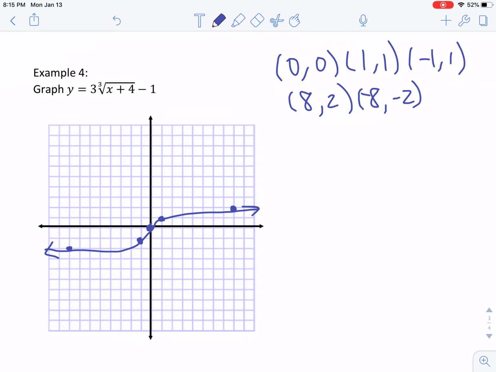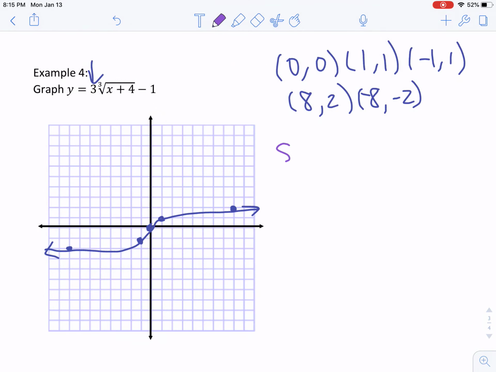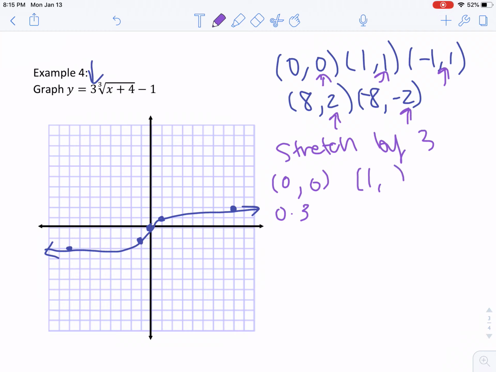Okay, so the first thing we're going to do is apply the stretch by 3. And that is affecting the y value. So I'm taking every y value and I'm going to multiply it by 3. So for 0, 0, I take the y value 0 times 3, which is still going to give me 0. So I'm still at 0, 0. For 1, 1, I'm taking the y value 1 and I'm multiplying it by 3. So I get 1, 3.